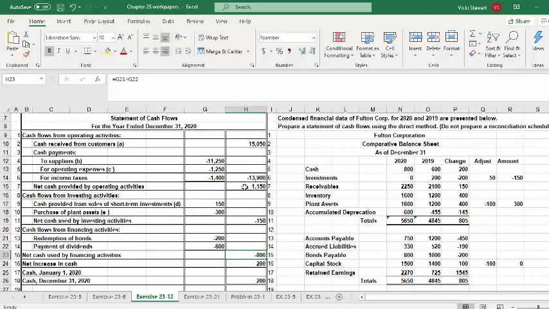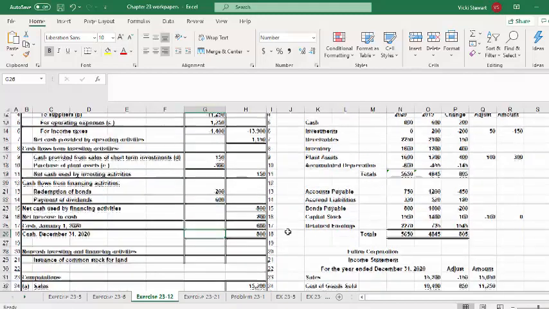So we take the $1,150 and we subtract the $150 used by investing activities and the $800 used by financing, and that gives us a net increase in cash of $200, which does reconcile to the change in cash between the 2 years. We add the beginning cash balance from the previous year at January 1st, 2020 of $600, and that gives us our ending cash balance at the end of 2020 of $800.